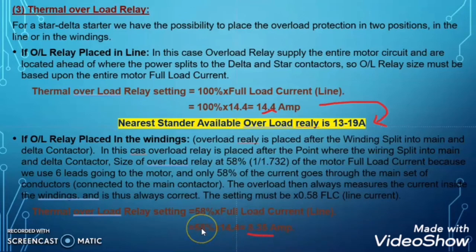So when the overload relay is placed after the branching, just after the delta contactor and the main contactor, the relay rating will be 58% of full load current, that is 8.35 ampere. When the overload relay is placed directly in the line, then the overload relay rating will be 100% of the full load current, that is 14.4 ampere.